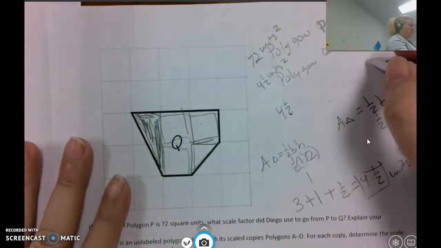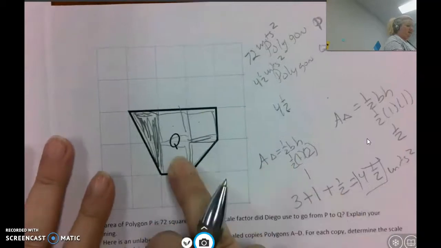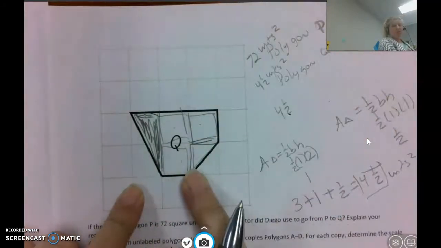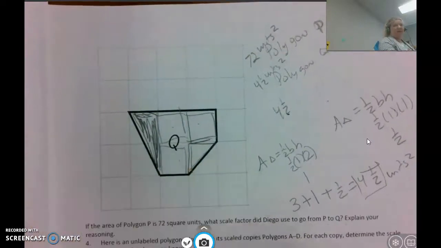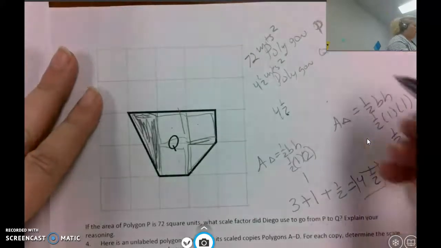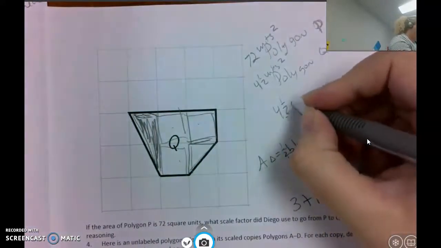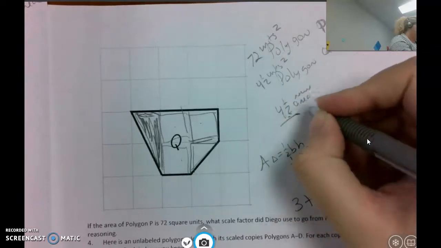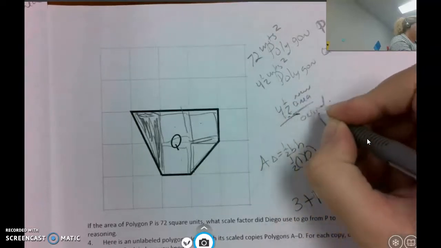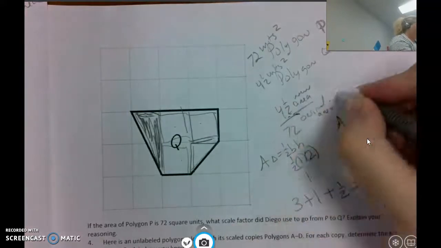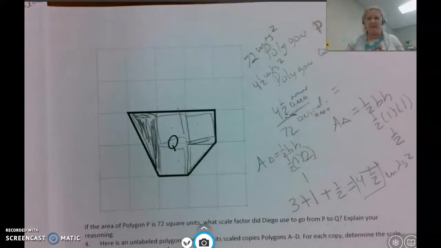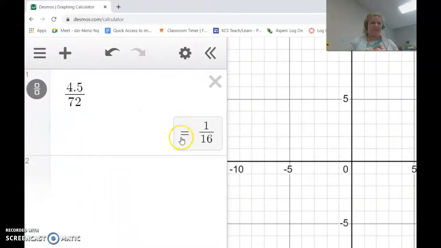So what I'm going to do, this is obviously smaller. So he's used a scale factor that's less than 1. If you use a scale factor of 1, you would get exactly the same. If you use a scale factor of 2, then you would get a larger new shape. But he's got a smaller new shape. So thinking about that, I'm going to come up with a number less than 1. So I'm going to do the new area divided by the original area, which I was given here. So 4 and a half divided by 72. All right, that's 1/16.